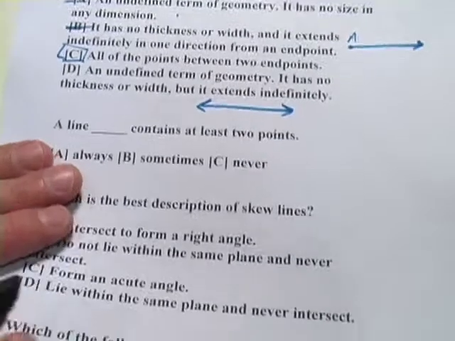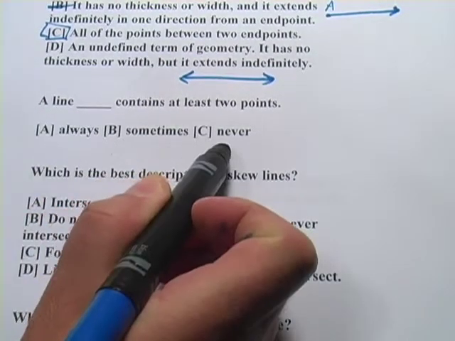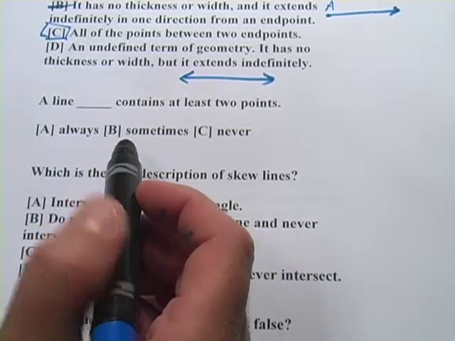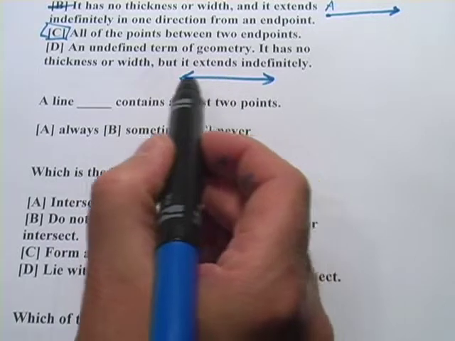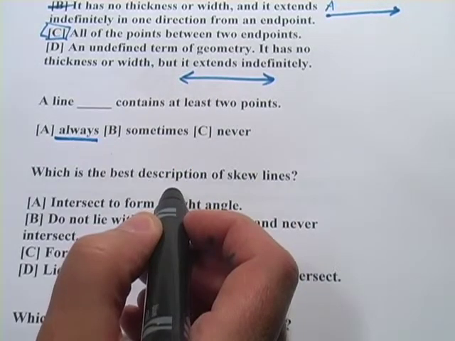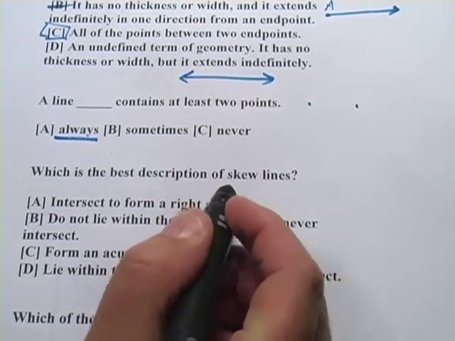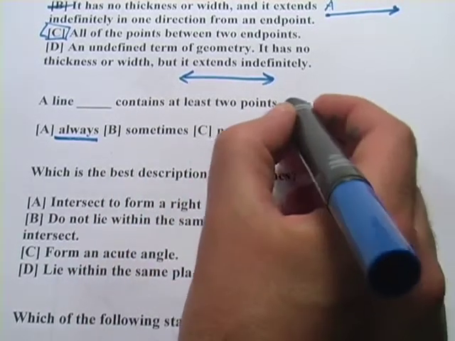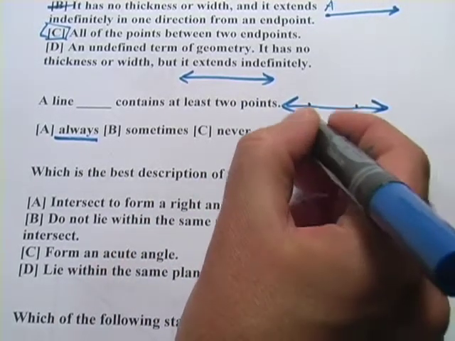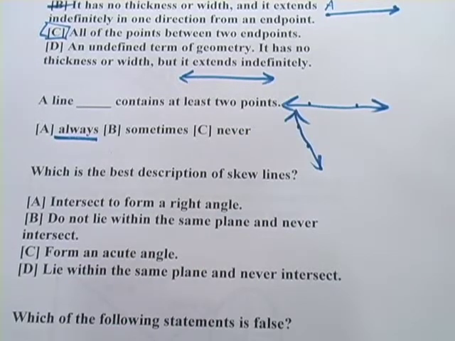Let's look at the next one. This one says a line, and then they want always, sometimes, or never, contains at least 2 points. Well, as we just talked about, you can think of a line as an infinite number of points all lined up here. So it's always going to contain at least 2 points. The special thing about 2 points is that's how many points it takes to define a line. Anytime you put 2 points down on a plane, you can draw a line between them. Doesn't matter. Any 2 points, you can make a line out of it.